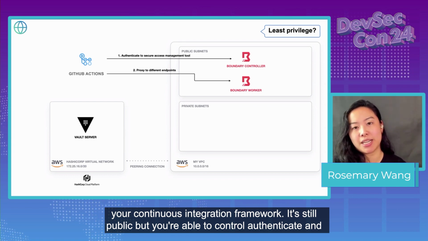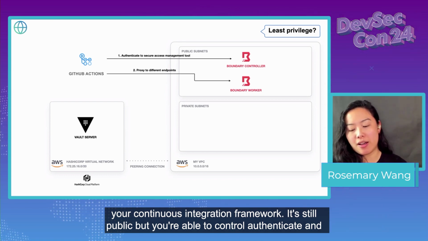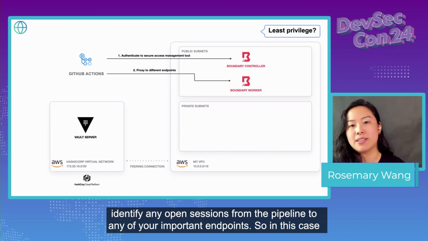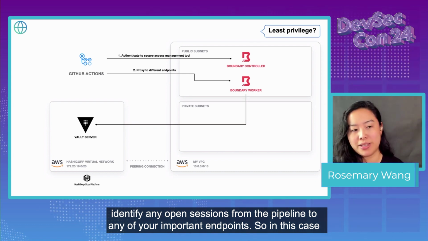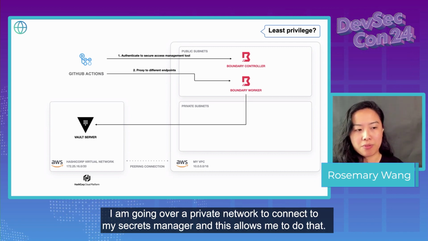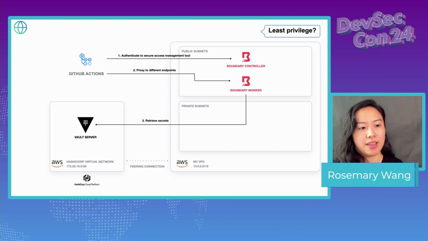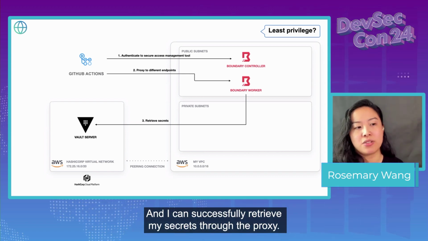It's still public, but you're able to control, authenticate, and identify any open sessions from the pipeline to any of your important endpoints. So in this case, I am going over a private network to connect to my secrets manager, and this allows me to do that. And I can successfully retrieve my secrets through the proxy.